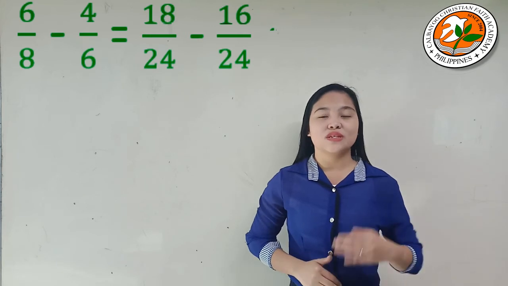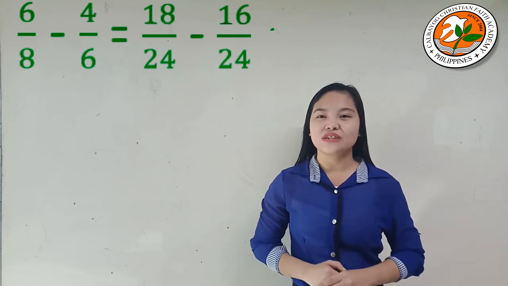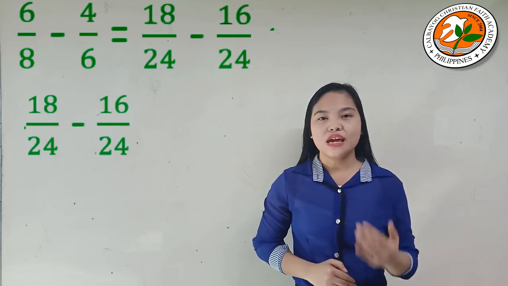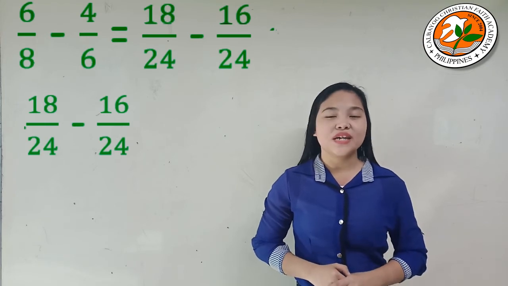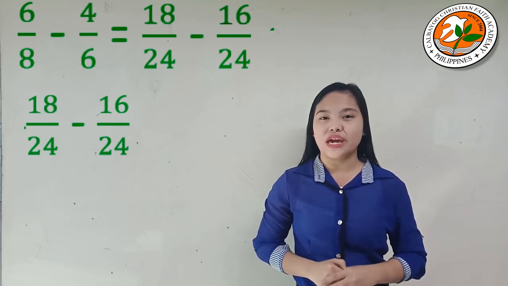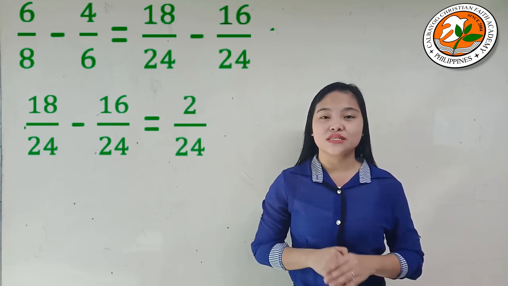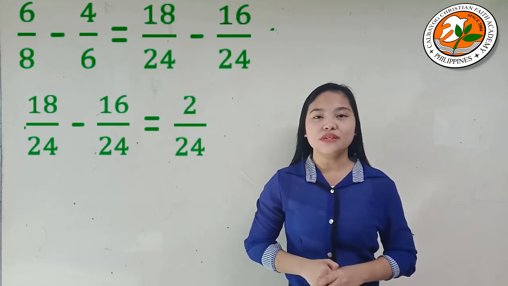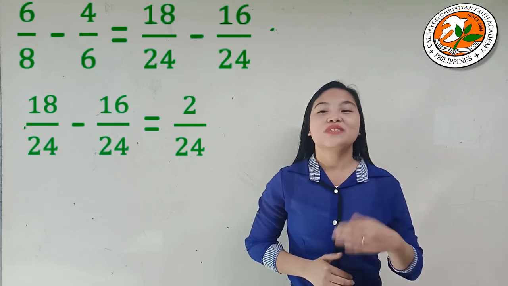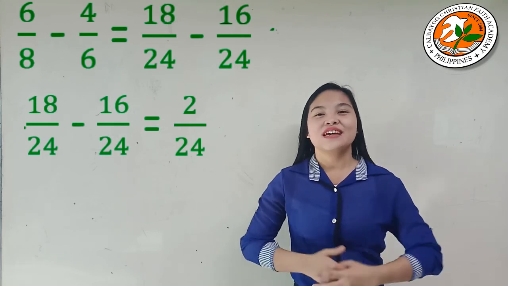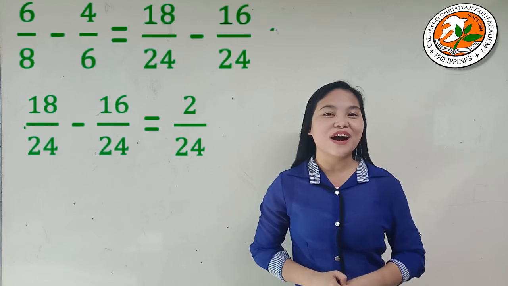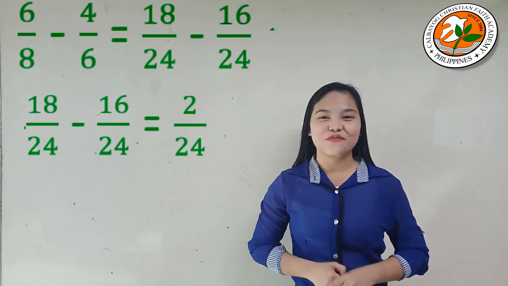Third step, let's subtract the similar fractions. So let's subtract 18 over 24 minus 16 over 24. So 18 minus 16 is equal to 2. Since our denominator is the same, let's copy the denominator, which is 24. For simplifying, let's simplify 2 over 24.